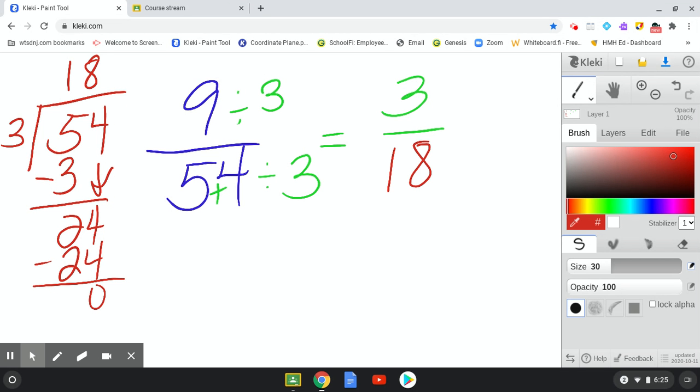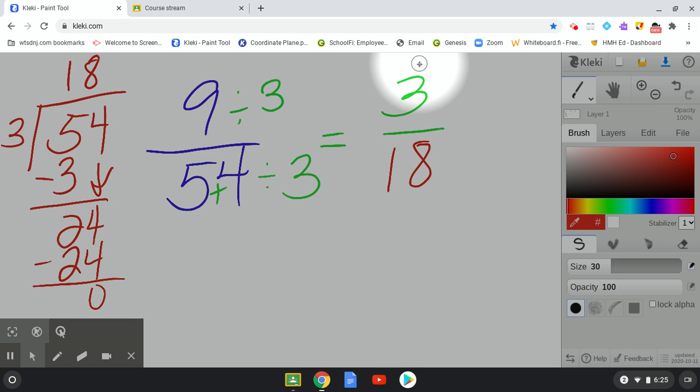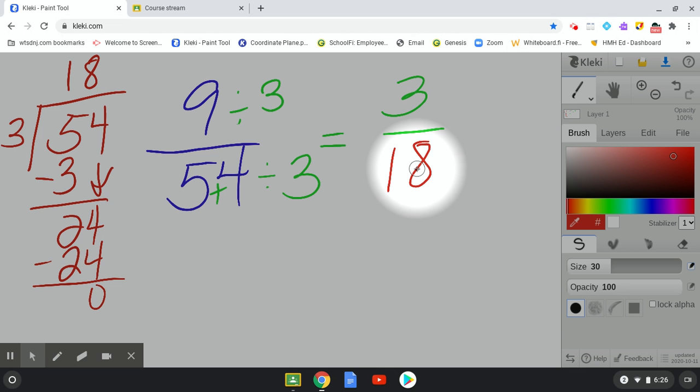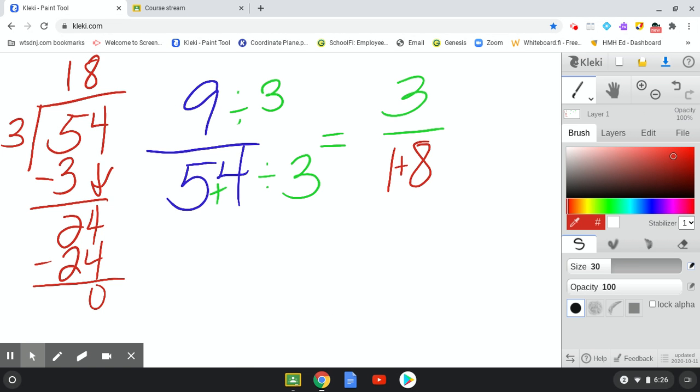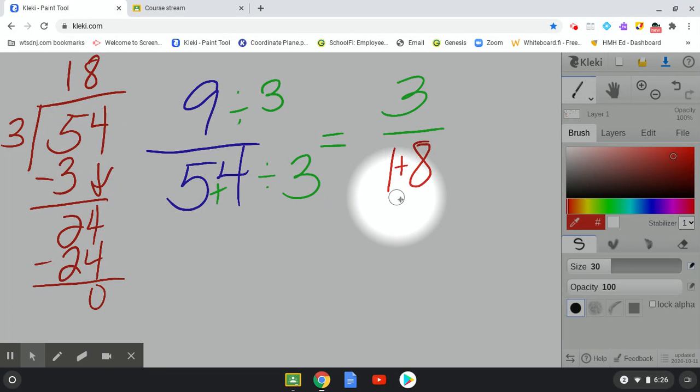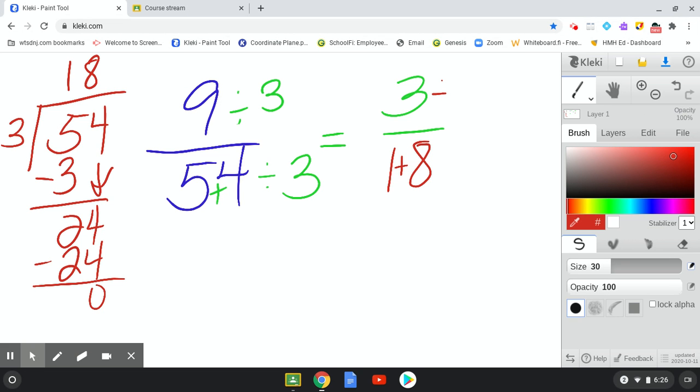So now I have 3 18ths. Well, I need to see if I can simplify this further. So let's look at 3 because I have a numerator of 3. We can see if 18 is divisible by 3. Well, if we add the digits, 1 plus 8 equals 9, 9 is divisible by 3, so 18 is divisible by 3. So I know I can divide these by 3 again. So now 3 divided by 3 gives me 1. 18 divided by 3 gives me 6, and I come down to a final answer of 1/6.